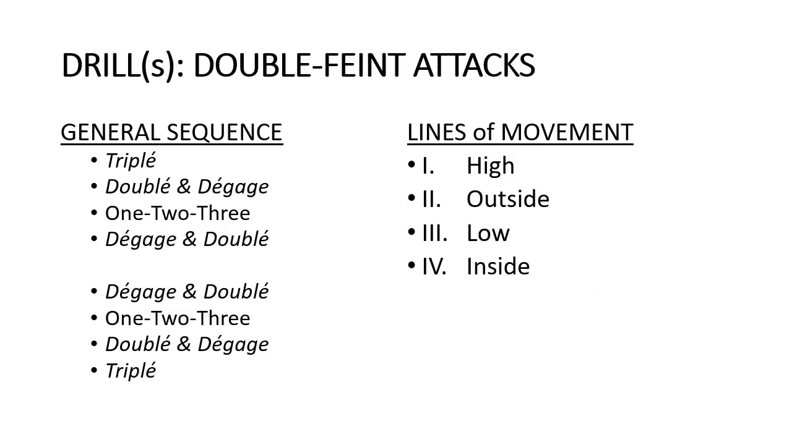Having presented definitions of the various types of double feint attacks, we can now describe a drill which applies this knowledge by systematically working through all 4 types of double feint attack in each of the 4 lines of movement. In each line, we begin in one quadrant and execute a triple, a double et dégage, a 1-2-3, and a dégage et double. Then, switching to the opposite quadrant, we reverse direction, executing a dégage et double, a 1-2-3, a double et dégage, and a triple.